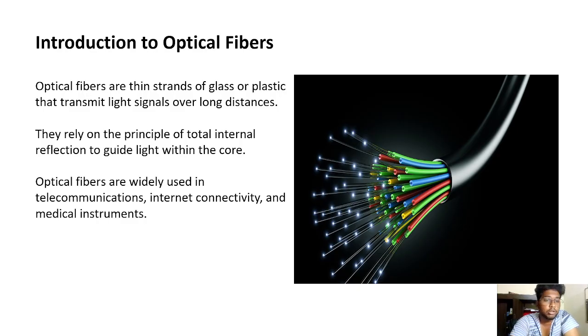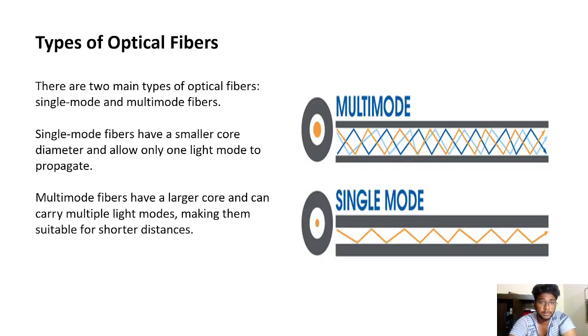I'm going to talk about the applications of lasers and optical fibers collectively in the next slides. Now let's talk about the types of optical fiber. There are two main types: single mode and multi-mode fibers. Single mode fibers have a smaller core diameter, about 8 to 10 microns, and allow only a single light mode to propagate, ideal for long distance communications.